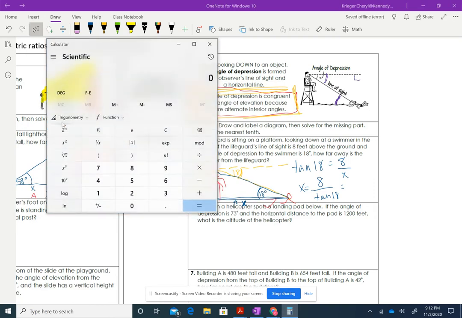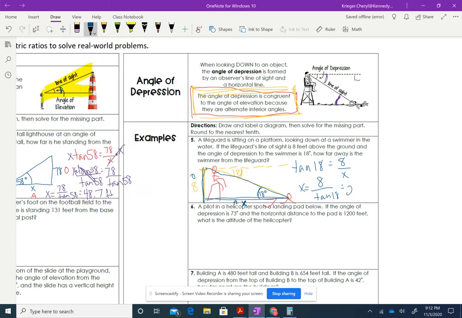And I'm going to do 8 divided by parentheses 18 tangent equals 24.6. Okay, so that's 24.6 feet.